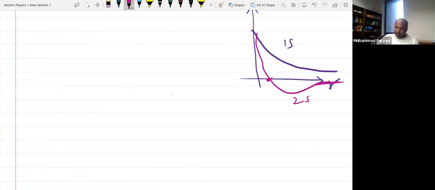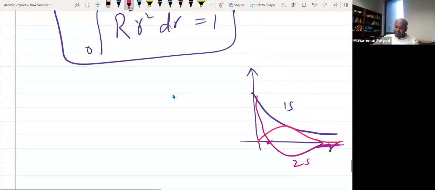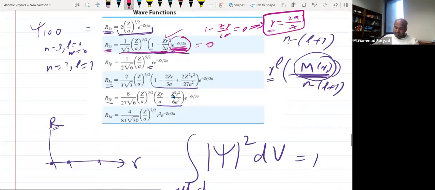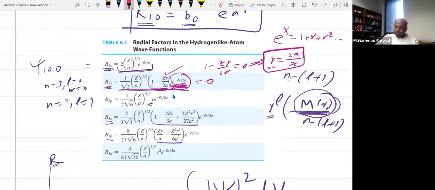Similarly, if we think about 2p, 2p has a plot like this. And we can see from here, at r is equal to 0, this is 0 because there's an r multiplying. And at r infinity, this is again 0. Same argument, because this exponential goes to 0 faster than this r goes to infinity at r infinity. And there's no 0 in between.